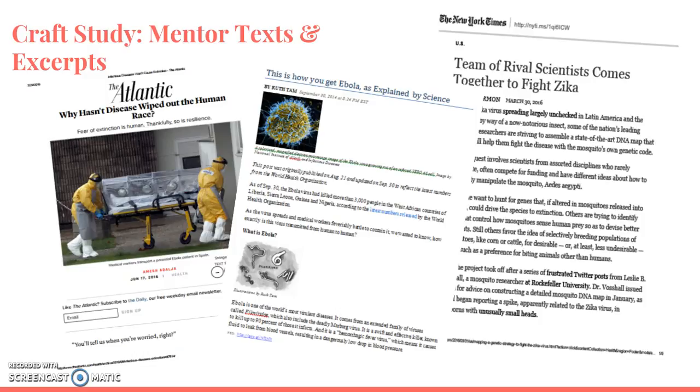You might then introduce mentor texts or excerpts from mentor texts that demonstrate the specific skills, techniques, or craft moves. For example, the text "This is How You Get Ebola," as explained by Science by Ruth Tam, is rich with graphic images, technical language, definition of terms, expert quotes and opinions, as well as the comparisons or relationships that illustrate complex or abstract ideas connecting the unfamiliar to the familiar. And all of these skills or techniques are craft moves the author intentionally makes to layer information to maintain tension, engage readers' interest, and build complexity.